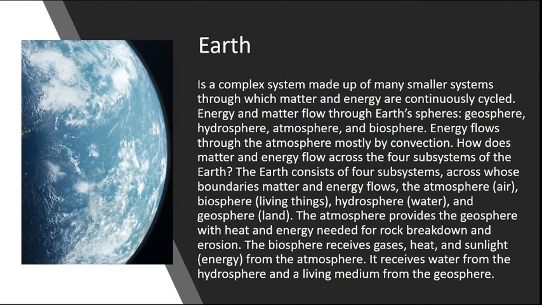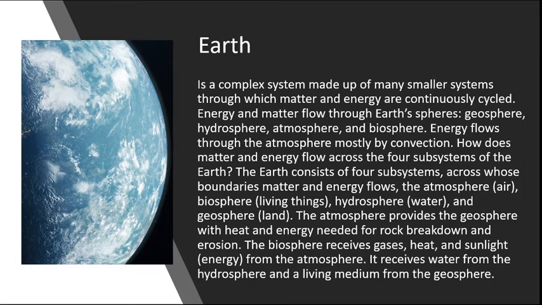Earth is a complex system made up of many smaller systems through which matter and energy are continuously cycled. Energy and matter flow through Earth's spheres: geosphere, hydrosphere, atmosphere, and biosphere. Energy flows through the atmosphere mostly by convection. How do matter and energy flow across the 4 subsystems of the Earth?